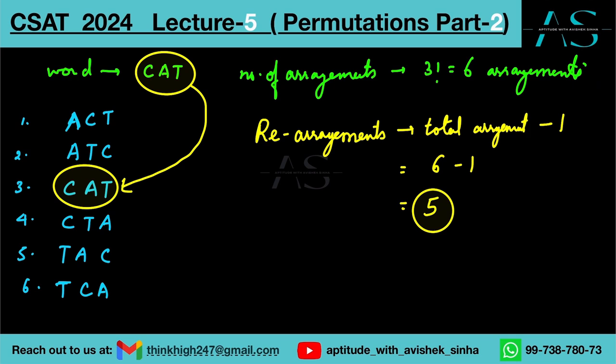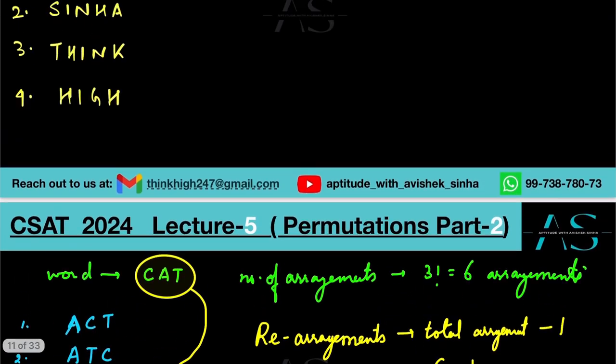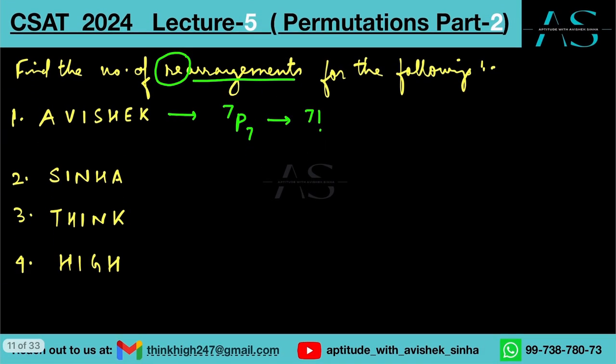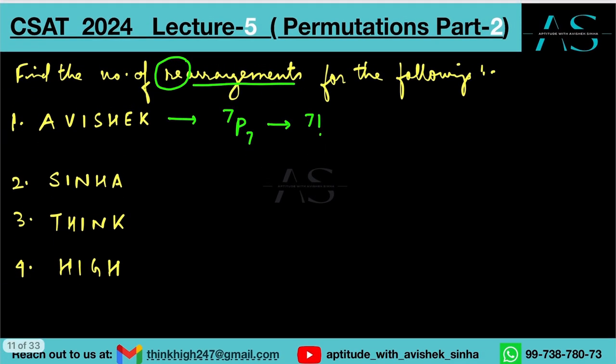Simple changes in the question might result in a different solution altogether, and here we have to be a bit careful. Now, you tell me what should be the correct answer. You all know this is 7 factorial. Rearrangement, so rearrangement would be 7 factorial minus 1. That is my correct answer for this.